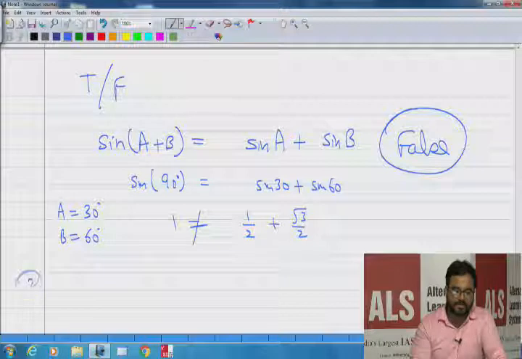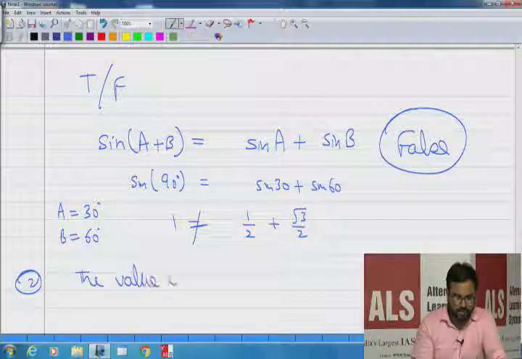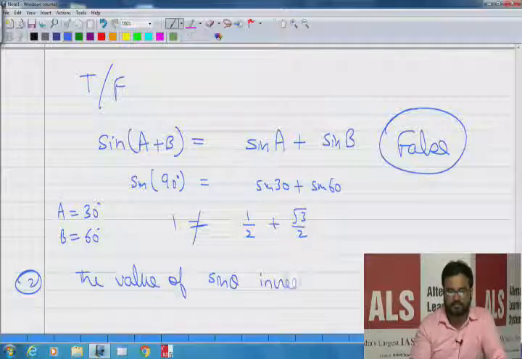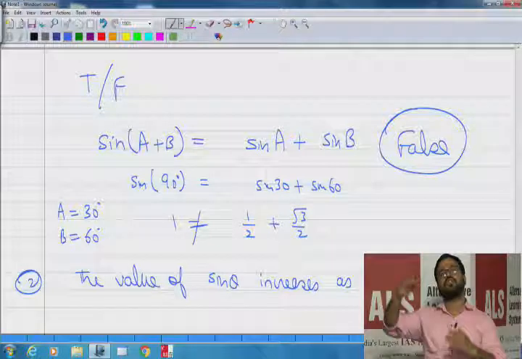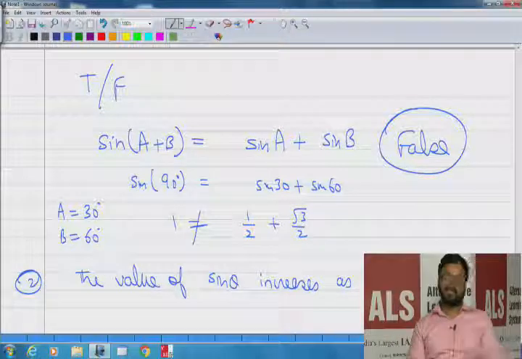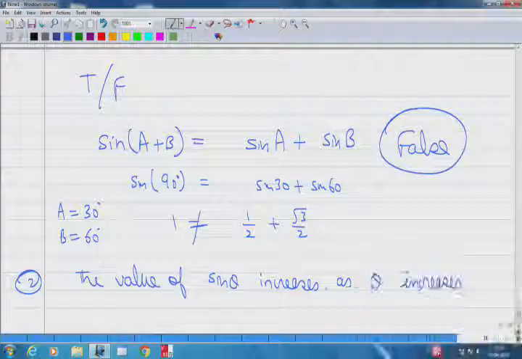Second statement for true and false. The value of sin theta increases as theta increases. If the angle is going to be increased, the value of sin theta is going to be increased. True or false?